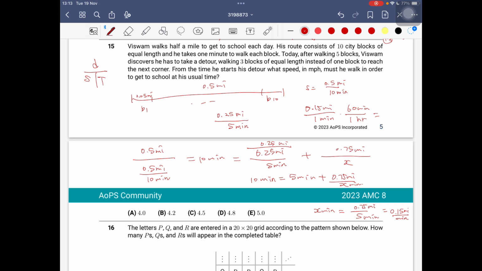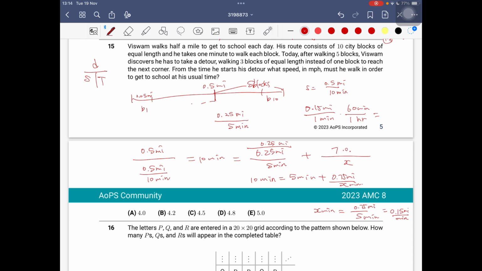So here 1.5 times 6, which is 9. So maybe I was not correct. So this is not 0.75. Maybe only one block has the detour. So actually he has 5 blocks left now, but one block is equivalent to 3 blocks because he needs to detour. So now 4 plus 3, which is 7 blocks for him.